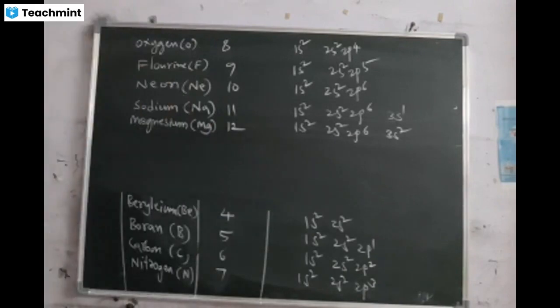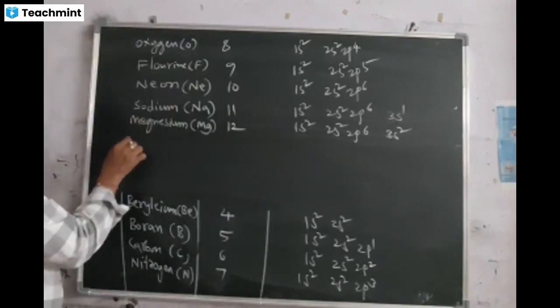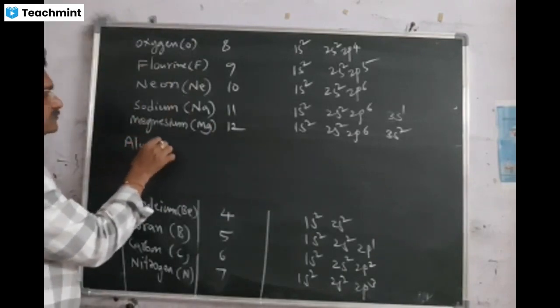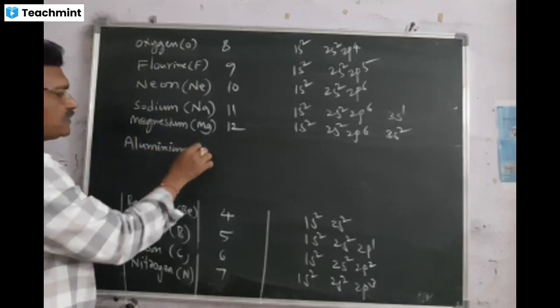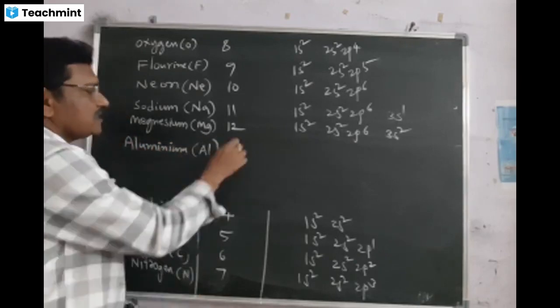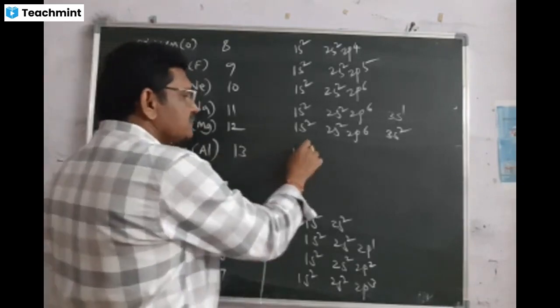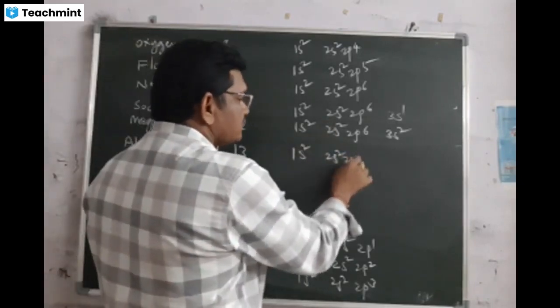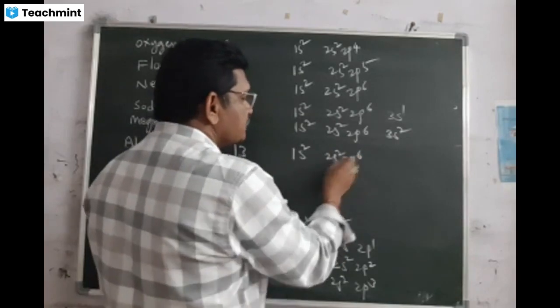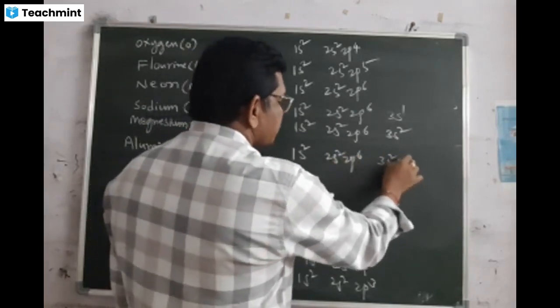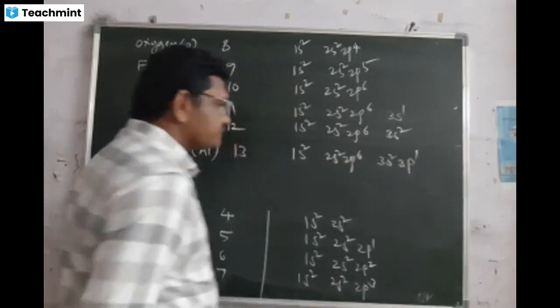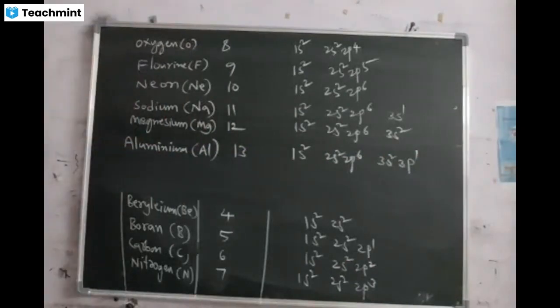Okay. Then after magnesium, the next element is aluminium. You know the symbol of aluminium is Al. Atomic number is 13. That means 13 electrons are present in the aluminium atom. So the configuration should be 1s2, 2s2, 2p6, then 3s2, 3p1.